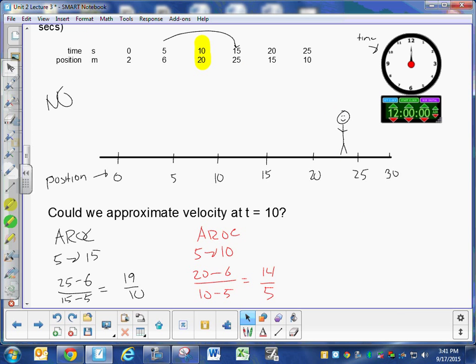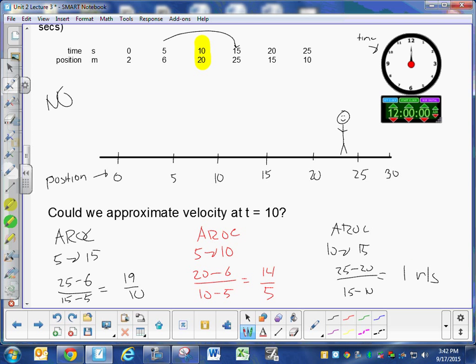And then maybe instead of 5 to 10, let's go 10 to 15. Because maybe if he's traveling at the average rate of 5 meters per second or 1 meter per second, that's going to be the exact velocity that he's traveling right at the 10th second. So maybe we need to do this one as well. I don't know, but what could give me a better approximation? What do I need to have a better approximation?